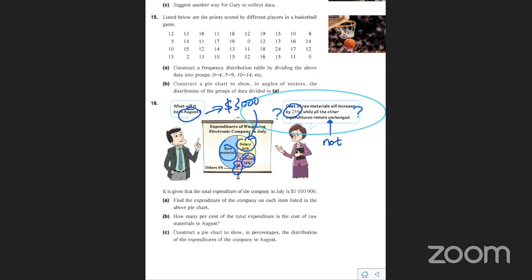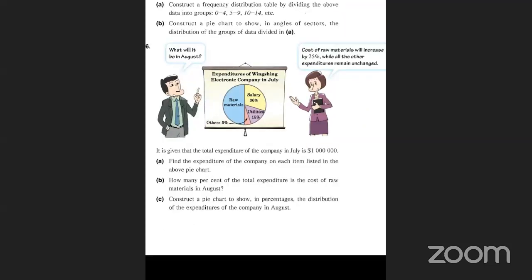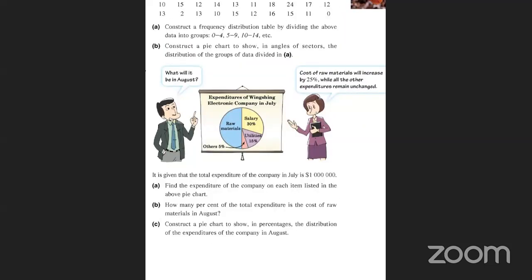Then you look at the questions, parts A, B, C. Now it is given that the total expenditure of the company is a million, and then find the expenditure of the company on each item listed above in the pie chart. Therefore, this is the total. It means all together, all these 1, 2, 3, 4. All these 4 together is 1 million in July. And then you need to find out each item.